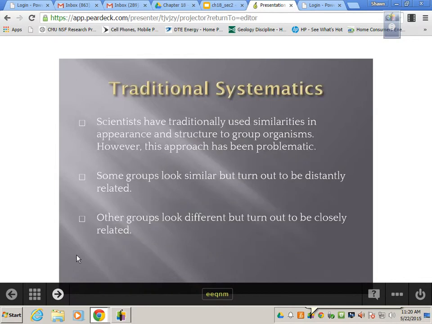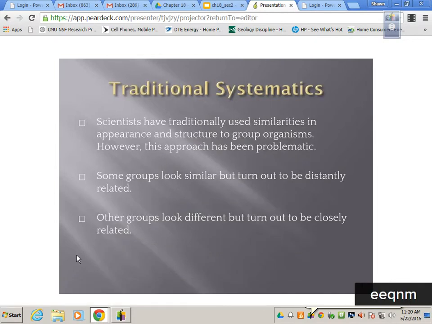Yeah, it's Friday, right? So scientists have traditionally used similarities in appearance and structure to group organisms. However, this approach has been problematic. Some groups look similar but turn out to be distantly related, and other groups look different but turn out to be closely related.